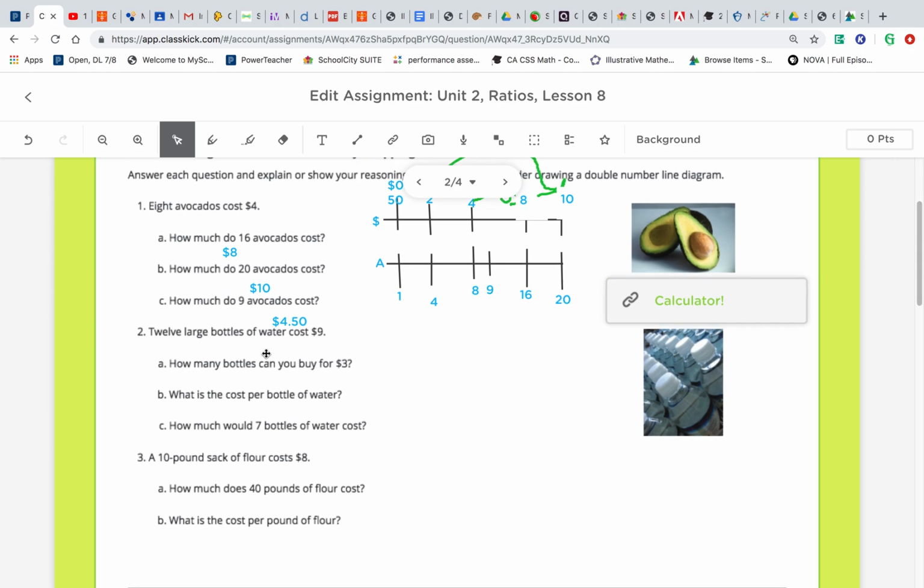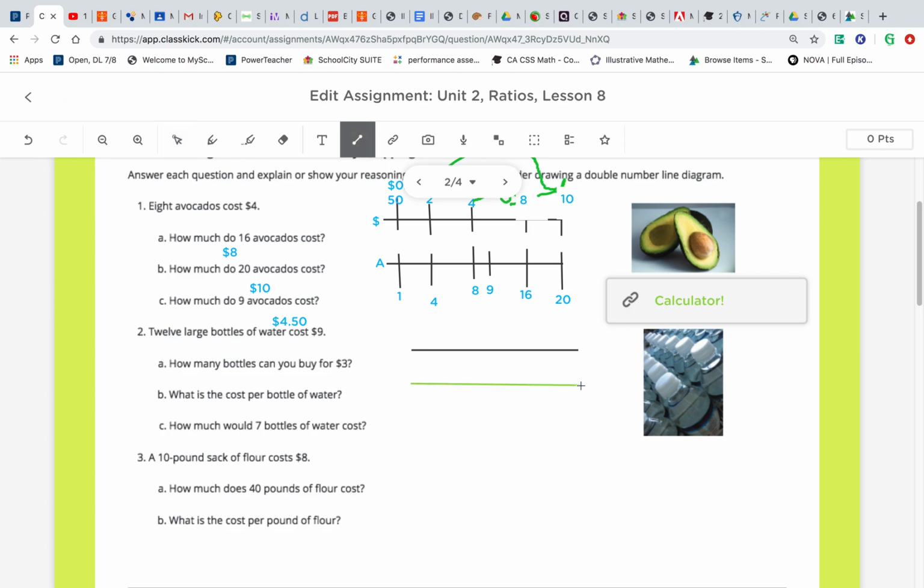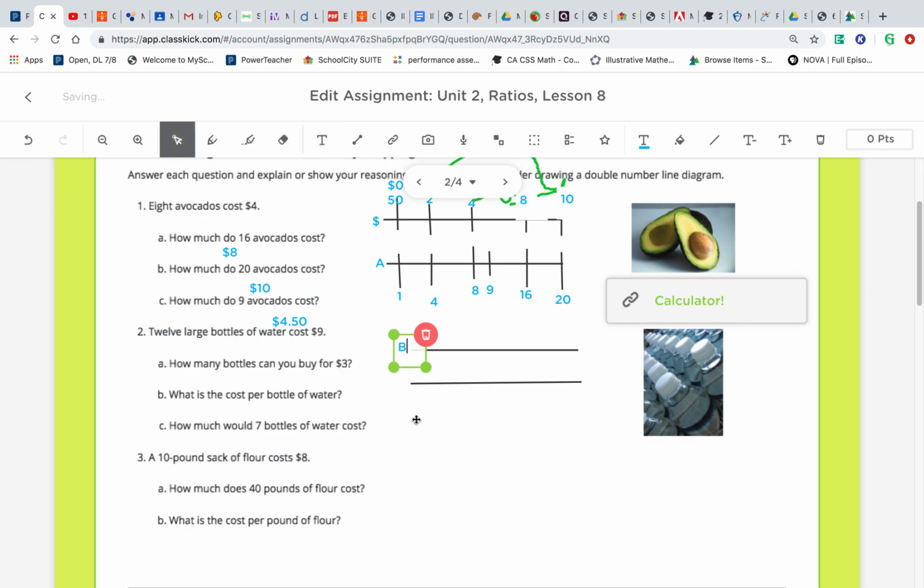12 large bottles of water costs $9. Okay, so we're going to need to make 2 lines, a double number line. Here's one, and here's another, and we need to label them, right? So what are our 2 things that are involved here? Bottles of water. I'll call it B for bottles, but if you wanted to put a W, that's fine as well.